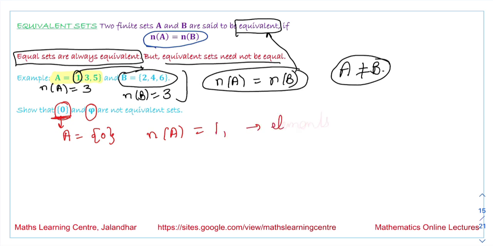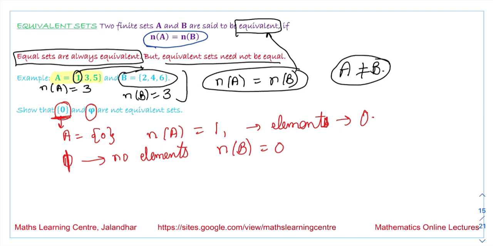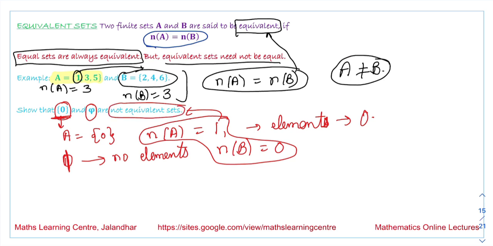The element we have in A is 0. 0 is an element of A. But when we are talking about this set phi, how many elements does it have? It has no elements. So the number of elements in B is equal to 0. So we are saying both these sets are not equivalent sets.